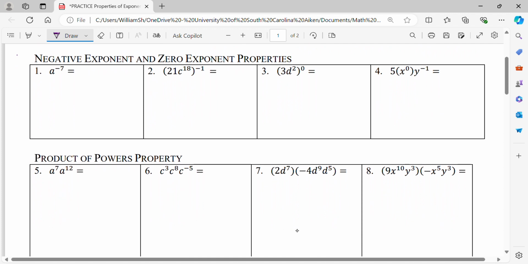Okay, start out with a to the negative 7. Remember, we want all positive exponents. In order to get this to have a positive exponent, we can use the property that basically says we can convert this to 1 over a to the 7th power. Now we have a positive exponent here, and we're good to go.